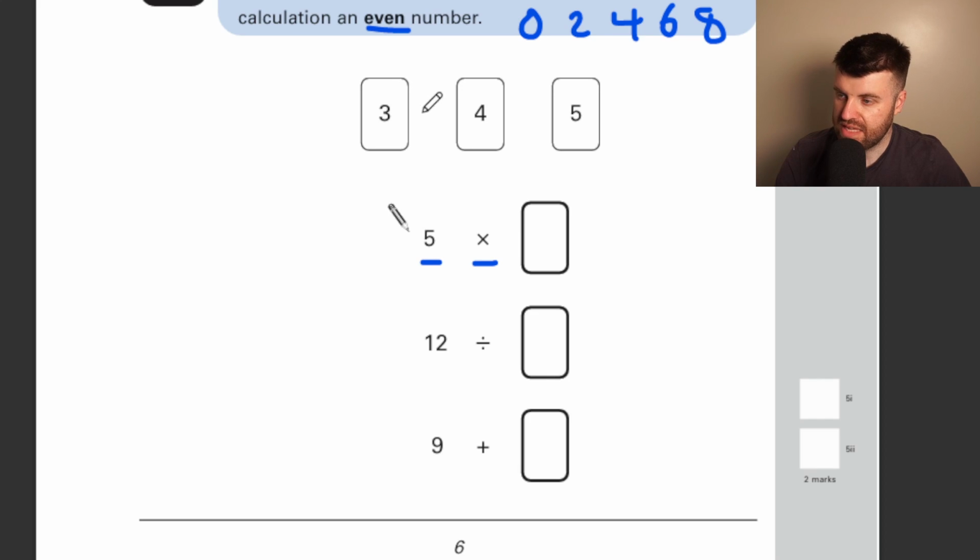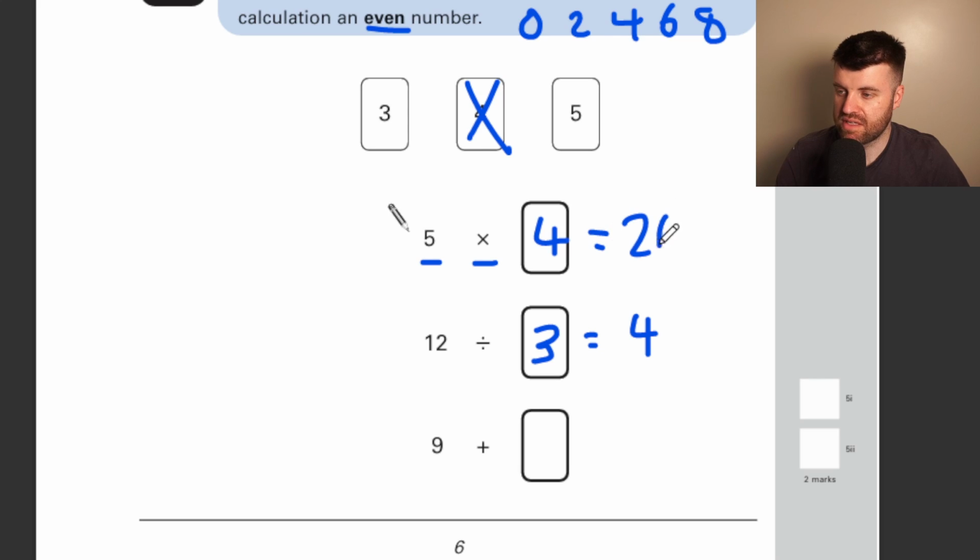5 times 3 is 15. That's not even. 5 times 4 is 20. That is even. 5 times 5 is 25. That is not even. Only 4 works. Get rid of 4, just 3 and 5 left. 12 divided by what? Well, 5 doesn't even go into 12 exactly, so it can't be 5. It must be 3. And yes, I can check. That gives me an even number, which is 4. Even at the top, which is 20.